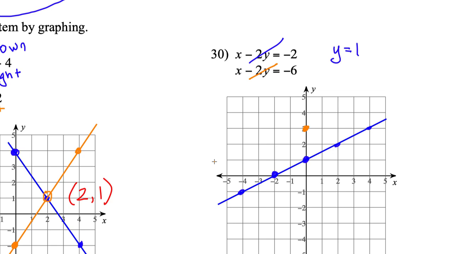Mr. Sigal, can we also do 32? Yeah, 32 as well.